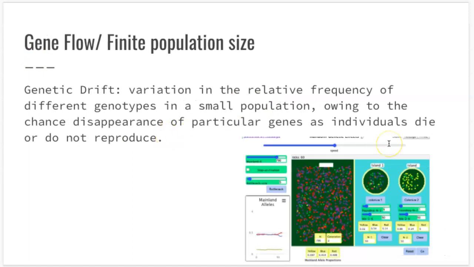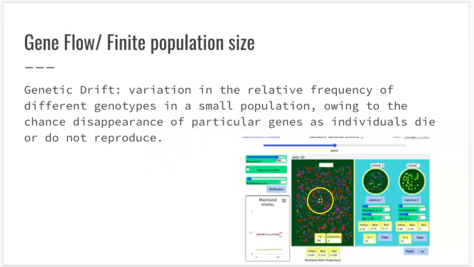Okay, so when you did the simulation yesterday, you were really looking at something called genetic drift. I'm going to give you that definition and then explain it. Genetic drift is variation in the relative frequency of different genotypes in a small population, owing to the chance disappearance of particular genes as individuals die off or do not reproduce.